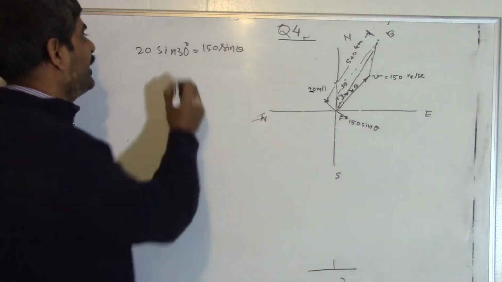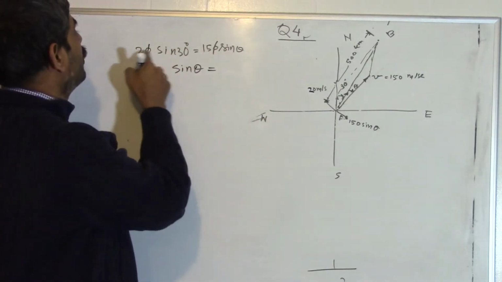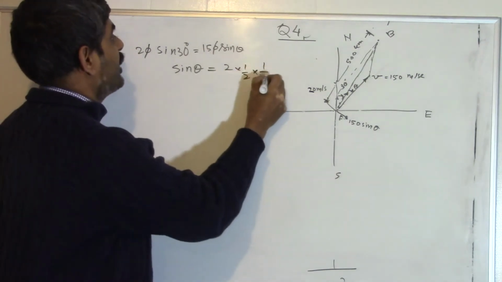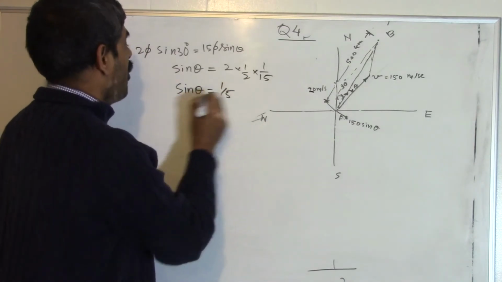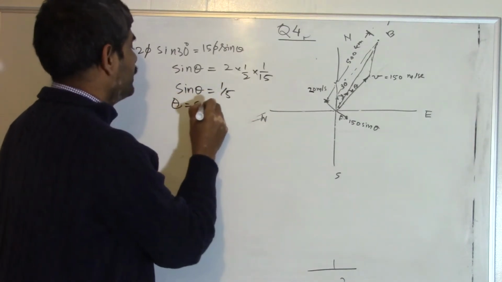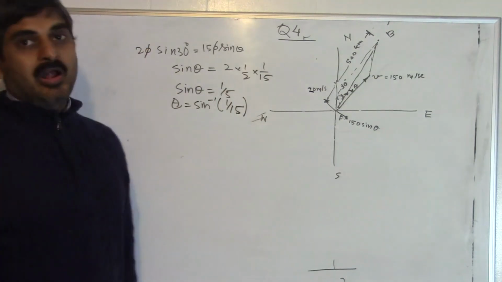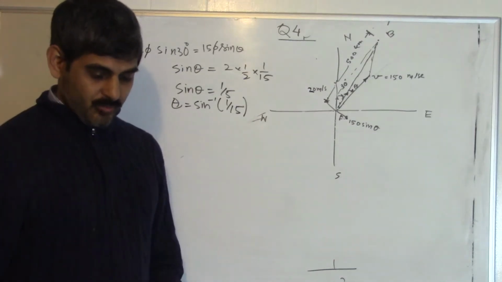And from here we get sine theta is equal to, 0 cancels, 2, and sine 30 is 1 by 2, divided by 150, so sine theta is equal to 1 by 15. Or if we are asked for theta, that will be sine inverse of 1 by 15. And that is part 1 of the question, and that is the most important one.